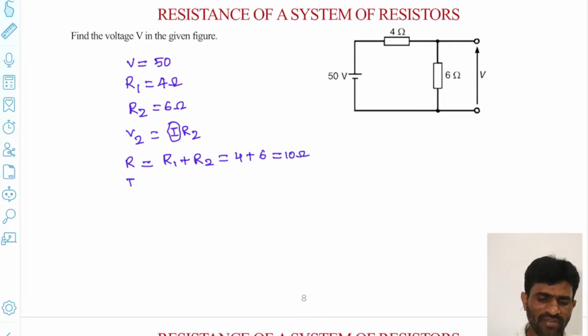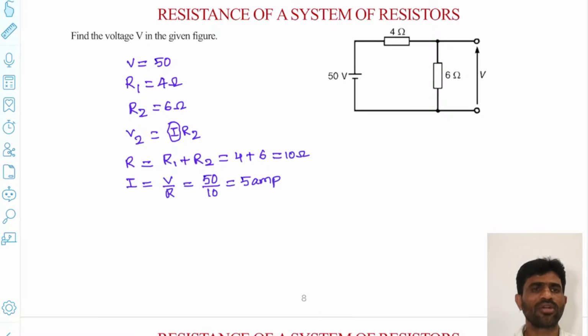Now we can find the total current. Total current is V by R. V is 50, total voltage, and R is 10. So 50 by 10 is 5 amperes. Total current is 5 amperes. Same as before, when we got 0.5 amperes.